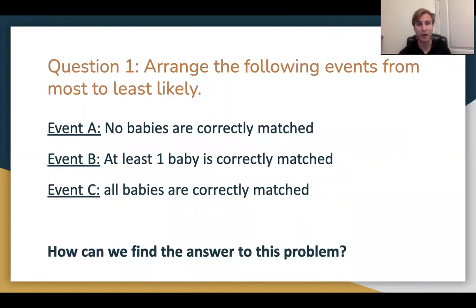Okay, so the question that we are going to have overlying this entire lesson is specifically the one above. It is arranging the following events from most to least likely. Event A, no babies are correctly matched. So this means that none of the four mothers get their correct baby when it's returned to them. Event B is at least one baby is correctly matched to the right mother. So this could mean all the babies are correctly returned, or even just one. As long as one baby is correctly returned to the mother, that is considered event B. And then event C is the probability that all babies are correctly matched. So this means that all four mothers get the correct baby back from the doctors.